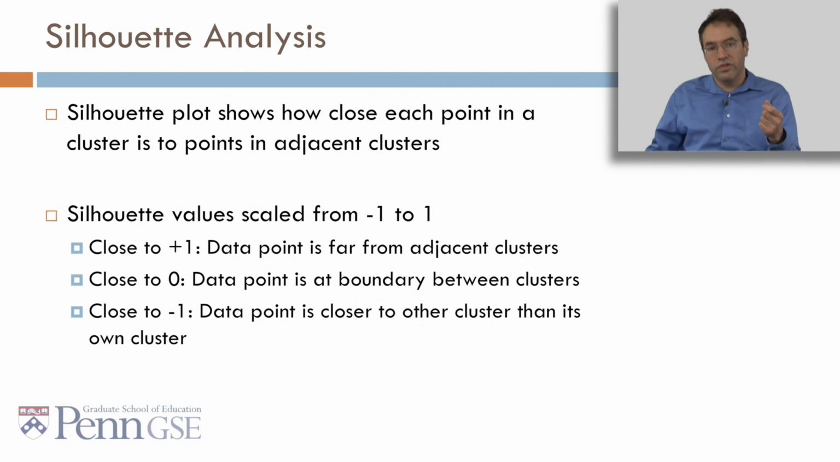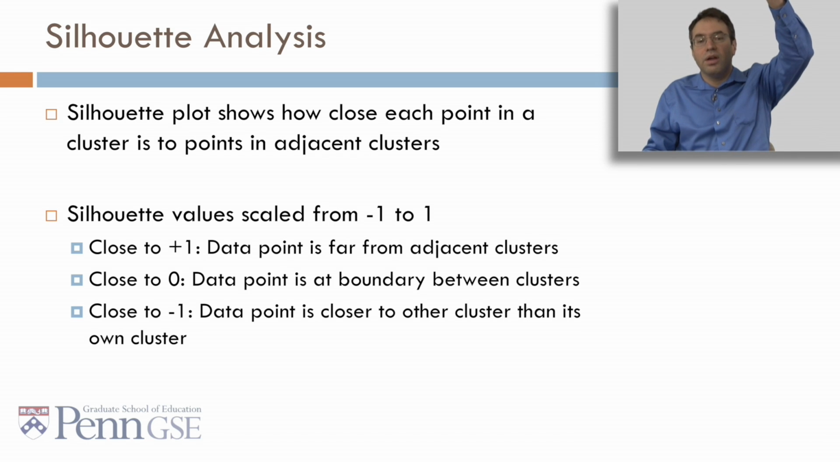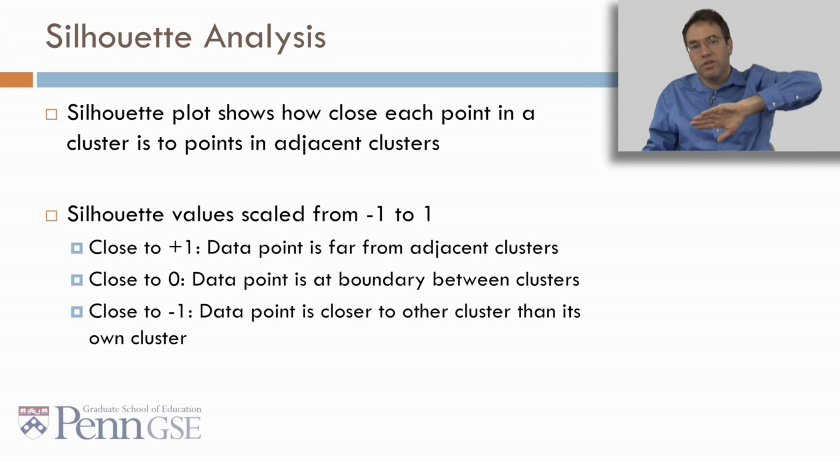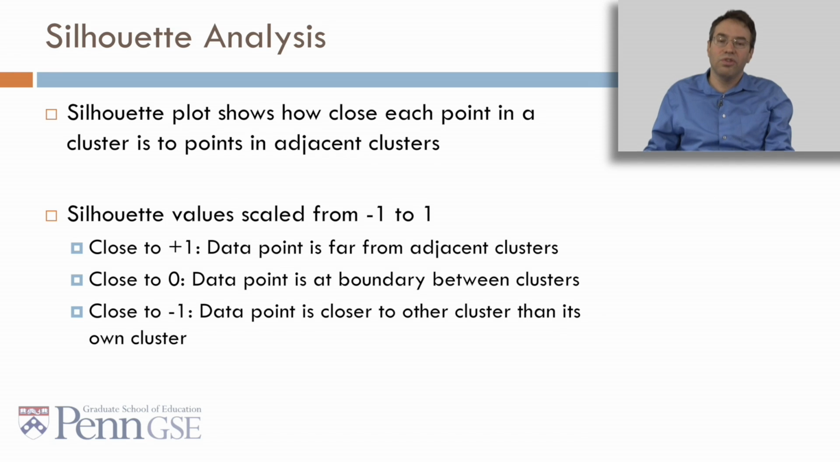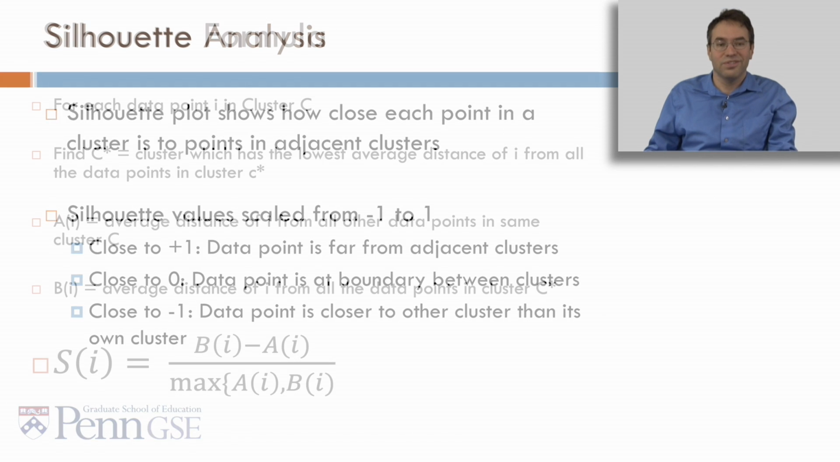In silhouette analysis, a silhouette plot shows how close each point in a cluster is to points in adjacent clusters. Silhouette values, like our old friends Kappa, are scaled from -1 to 1. If they're close to +1, then the data point's far from any of the adjacent clusters. If it's close to 0, it's on the boundary between clusters. And if it's close to -1, the data point's closer to the other cluster than its own cluster.